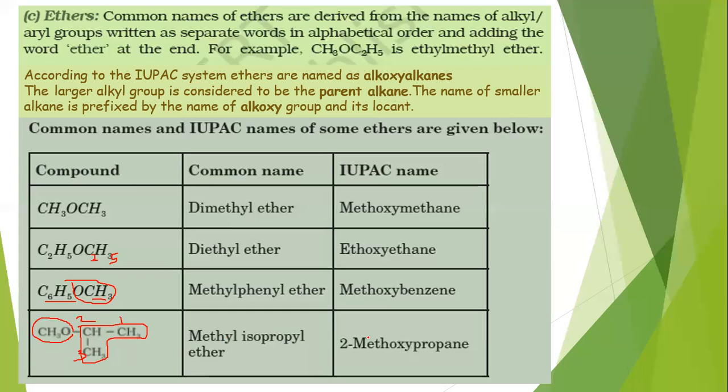See this IUPAC name first: 2-methoxypropane. The parent alkane is propane; the larger group is considered the parent alkane, and the smaller group the alkoxy group. And the common name: across this oxygen, one is a methyl group and one is a propyl group, but this is the isopropyl group.